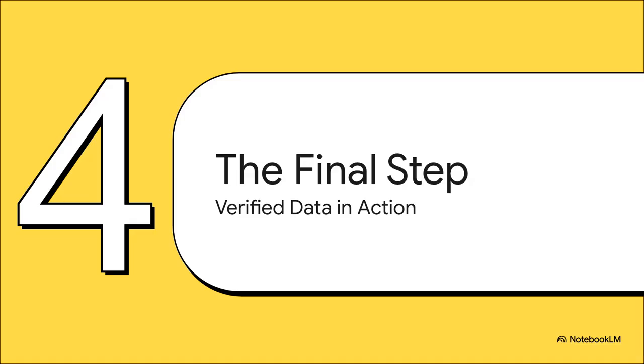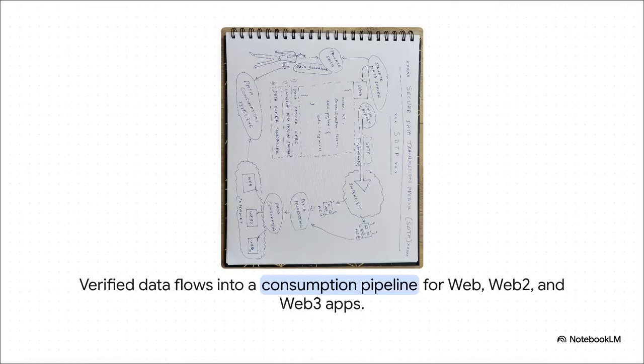So our data has been created, it's been signed, it's been securely transmitted, and now it's been verified. It has passed all the tests. Now, finally, it's ready to be put to use. So the final piece of the puzzle shows us what happens after the AI gives the green light. The verified data flows into what's called a data consumption pipeline, and this is a really key detail here. It can then be fed into any kind of application you can think of, from the regular web to social media platforms, all the way to decentralized Web3 apps. This design means that this layer of trust isn't locked into one type of technology. It's designed to be universal.